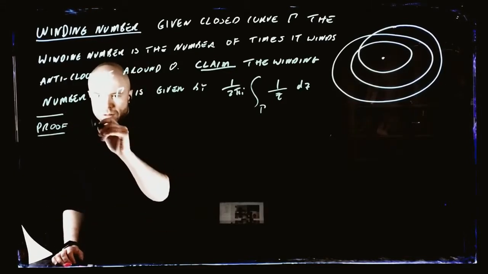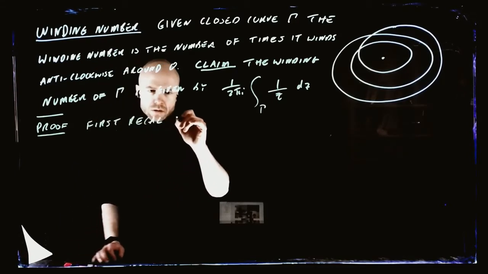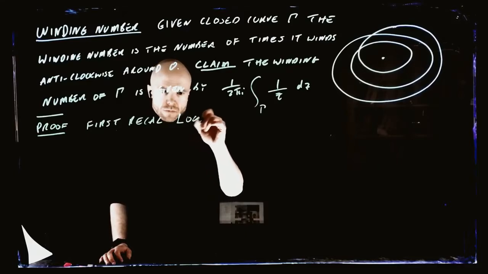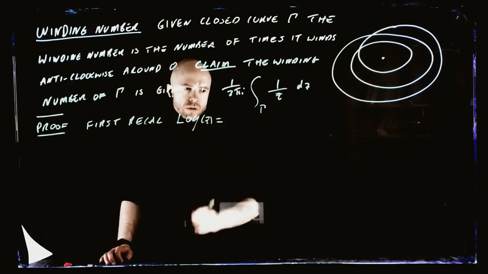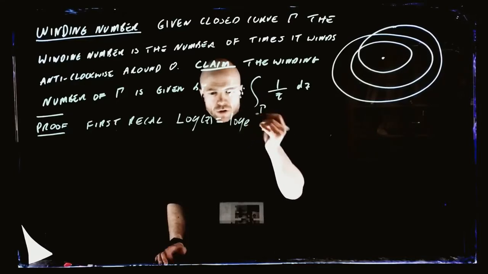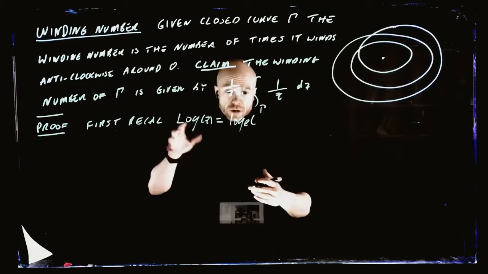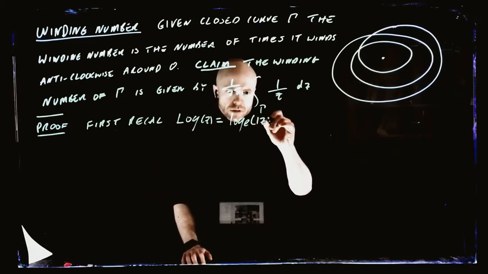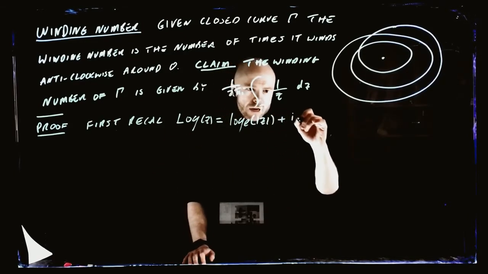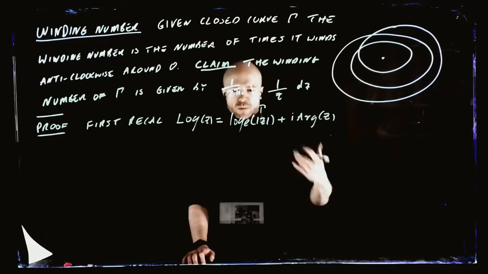First, recall the complex log, which we define to be this. So log to the base e is just natural log. We just write log to the base e to differentiate it from complex log. So it's natural log of |z| plus i arg, and for the argument, I'm going to take the principal argument.